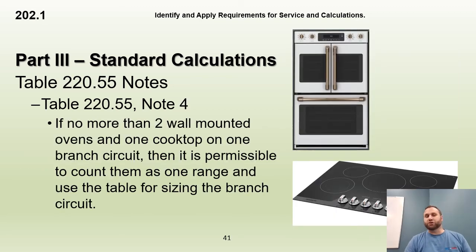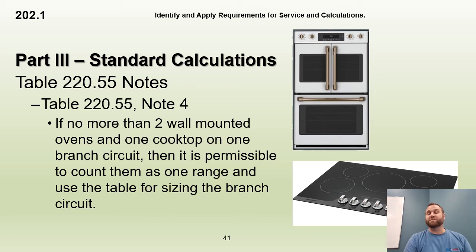Now for table 220.55, note number 4. It's permissible for us to calculate our branch circuits for one range using this table. And note number 4 also spells out for us that if no more than 2 wall-mounted ovens and 1 cooktop are on one branch circuit, then it is permissible to count them as one range if they're in the same room and use the table for sizing the branch circuit.